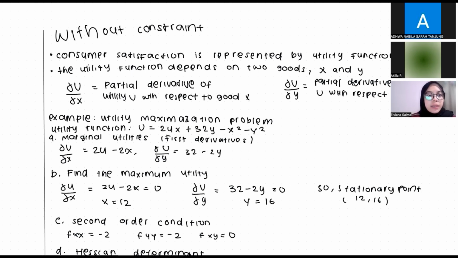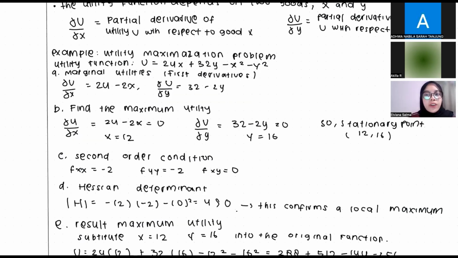Here's an example. Let's maximize the utility function U equals 24x plus 32y minus x squared minus y squared. Step 1, we find the marginal utilities or partial derivatives. Partial U over partial x equals 24 minus 2x, and partial U over partial y equals 32 minus 2y. The second step is to find the maximum utility.